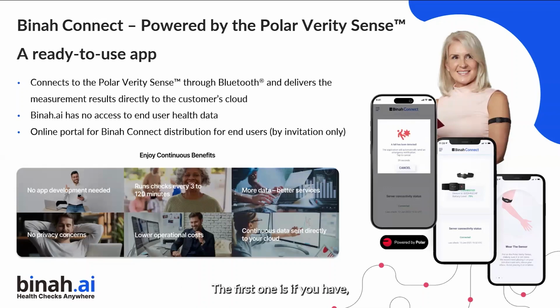So when it comes to Bina AI fall detection and continuous monitoring technology, you have two options. The first one is if you already have an app or you wish to develop an app, you may opt for the SDK and tailor the entire user journey to your needs. The second option, if you want to start using Bina AI technology today, you can choose Bina Connect and start working with the Polar VertiSense now.